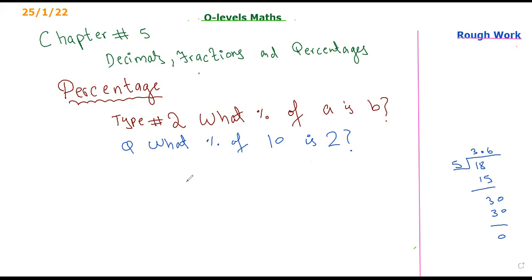We write down the small number here, and we write down the big number here. We are interested in finding the percentage, so we multiply all this with 100%. This is going to give us 20%. This is the answer.